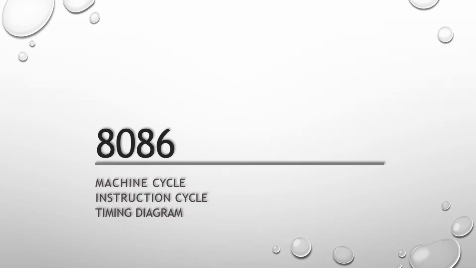Hello everyone, welcome back. In continuation with my previous videos on 8086 pinout, where I discussed in detail the operation associated with each of the pins and about the system bus, which includes your address bus, control bus, and data bus. In this video, I will discuss machine cycle, instruction cycle, and timing diagram.